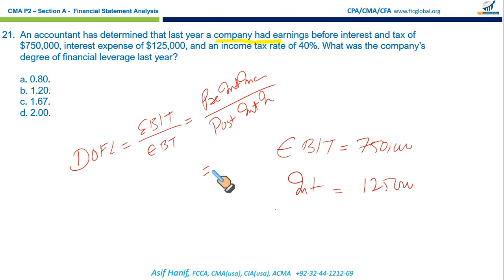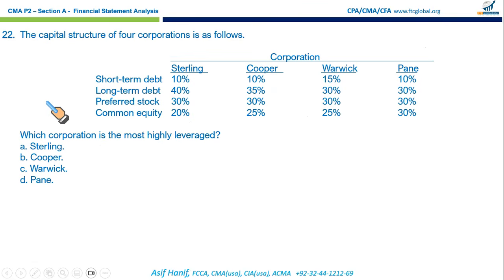So we want to see what is the effect of interest. If we do not deduct interest from our income, it is 750. But once the interest is paid, which is 125, it falls to 750 less 125, that is 625. See the impact. Before interest, it was 750. Once interest is paid, it is 625. It has fallen, and the degree is 1.2. That is B. Perfect. All right.